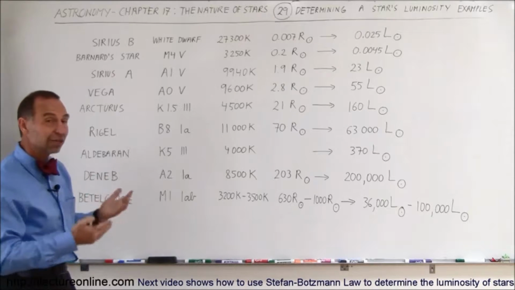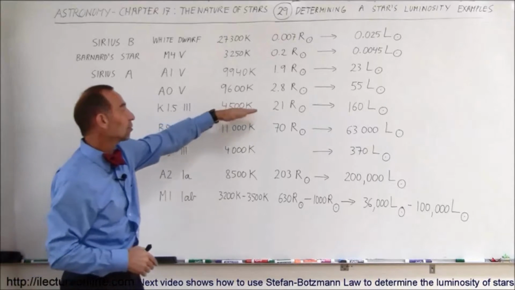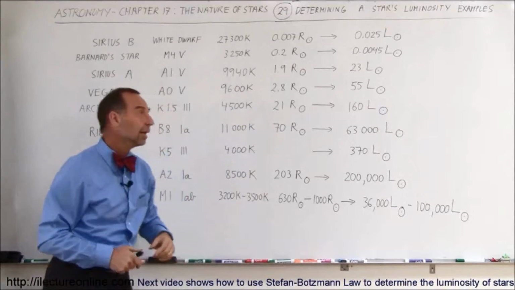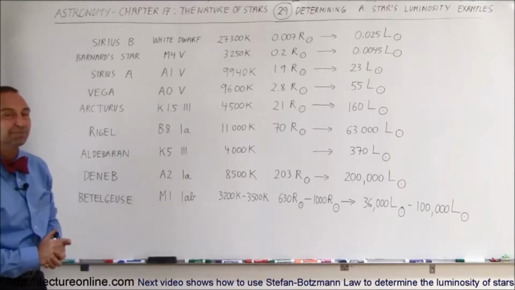All right, so that gives you a feel for how we come up with the luminosity. It's always based upon surface temperature and size combined, which gives you the luminosity relative to the sun. And that's how we do that.